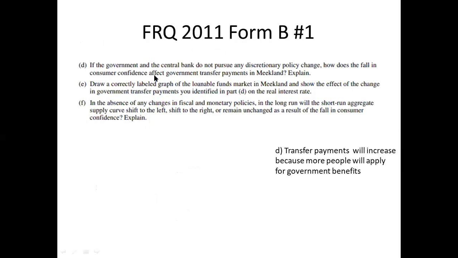So the government, central bank, we haven't talked about the central bank yet. That's next unit. Okay, that's monetary policy. Nobody's jumping in to help the economy. So the economy's in a recession. Transfer payments go up. Why? More people collect unemployment. Simple as that. Government benefits. You could write unemployment. It doesn't have to be word for word the answer here. Okay, hopefully that makes sense.